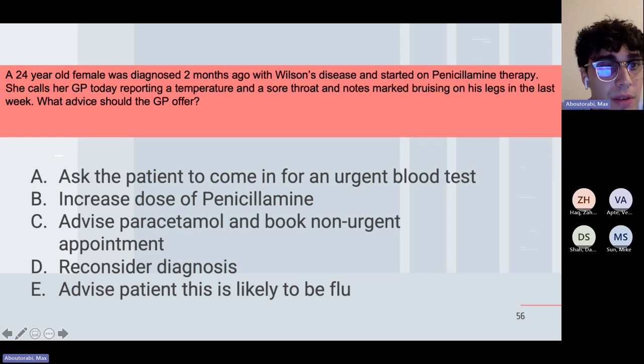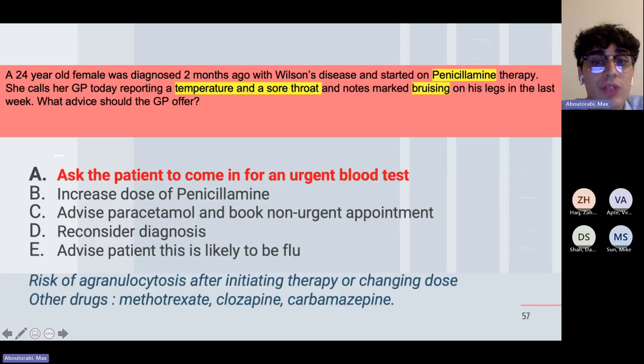A 24-year-old female was diagnosed 2 months ago with Wilson's disease and started on penicillamine therapy. She calls her GP today reporting a temperature and a sore throat and notes marked bruising on her legs in the last week. What advice should the GP offer? The answer would be to ask the patient to come in for an urgent blood test.